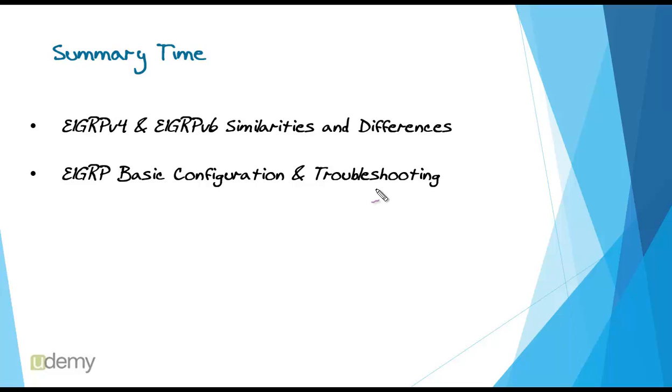Now it's summary time. In this lecture, we learned the similarities and the differences between EIGRP for IPv4 and EIGRP for IPv6, and we configured EIGRP for IPv6 and used some troubleshooting commands. I hope this lecture helps you to improve your knowledge, and see you in the next lecture.